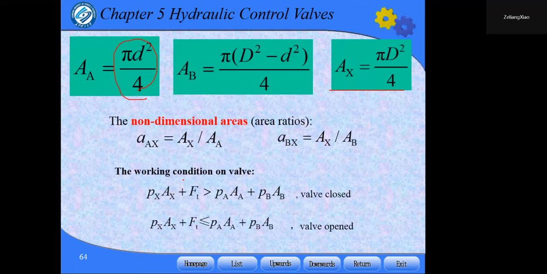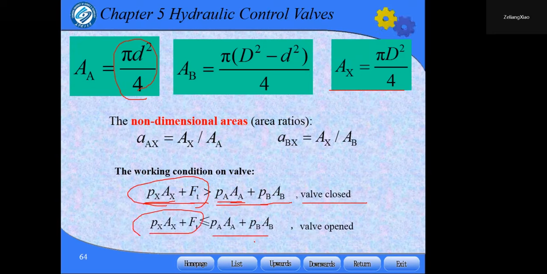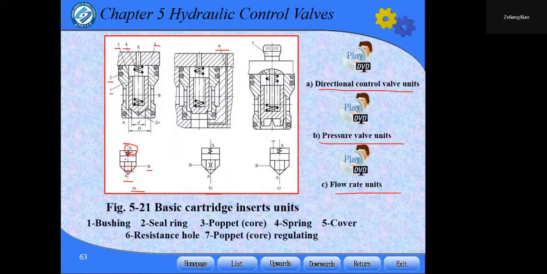The working condition of the valve: this is the control valve and this is the spring of the valve. If the total force is larger than the pressure force, this one plus this one, the valve is closed, which means that the external force is larger than the internal force. This is the pressure force. And if the outlet force is less than the pressure force, then the valve is opened. This is the spring force, and this is the inlet and outlet pressure force.